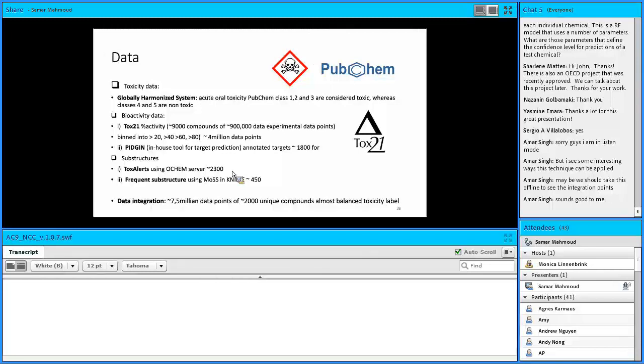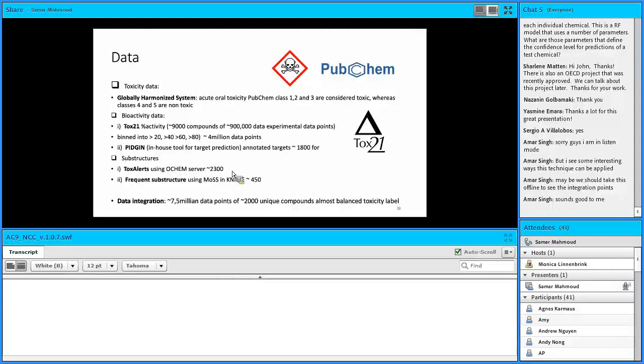For the bioactivity data, we used the Tox21 bioactivity measurements in percentage, as well as an in-house tool for target prediction, where it predicts and annotates binary target activity across over 1,000 targets. And for the Tox21 activity, we discretized the percentage endpoint into different bins, where the activity was given 4 categories: either greater than 20%, greater than 40%, 60%, and 80%. And because we can't generalize the bioactivity cutoff that is more relevant to toxicity, we've used multiple levels of activity cutoffs.